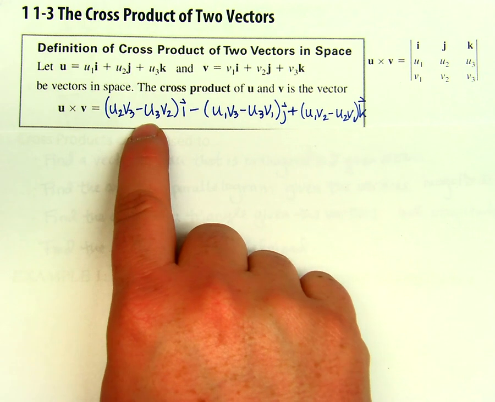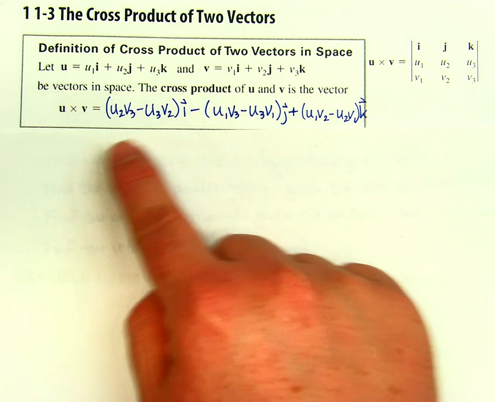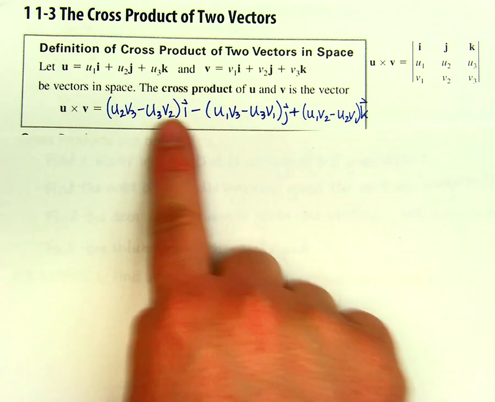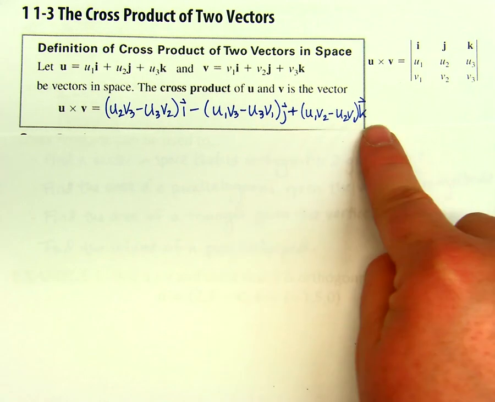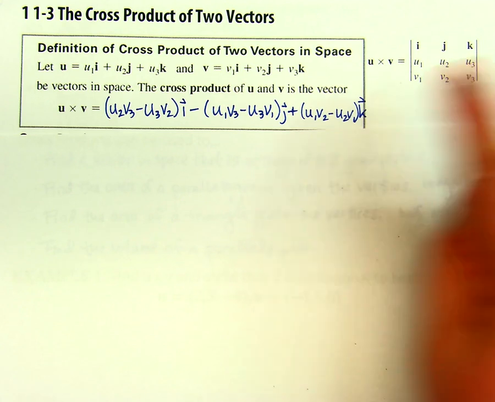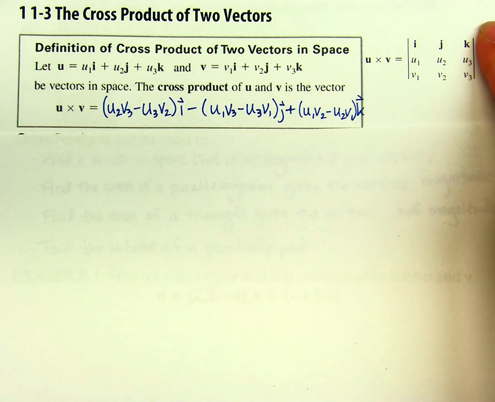I'll show you another strategy that's easier to remember, but this formula also works. Okay, then you subtract the j1 and it has these components, and then you add the k1, which is these components. Okay, and I'll show you how to do it, maybe not using this formula, but an even easier way. But that is the definition.